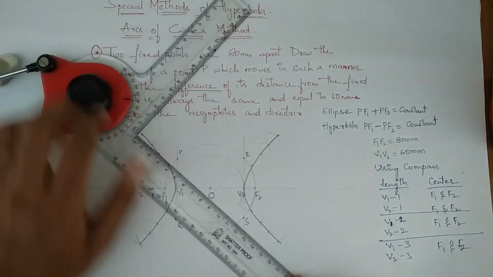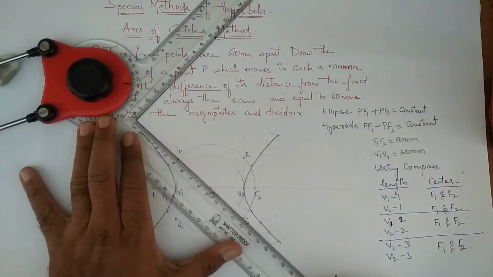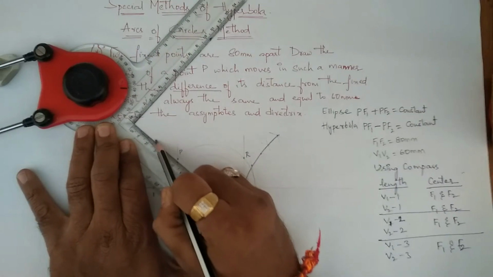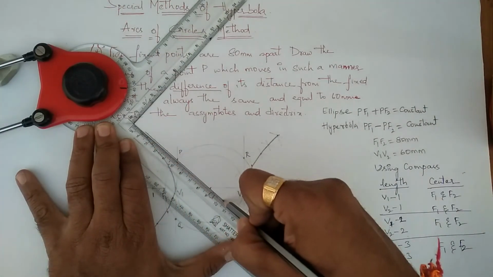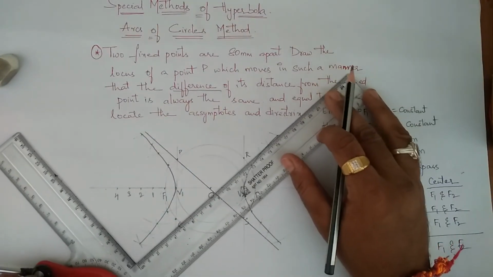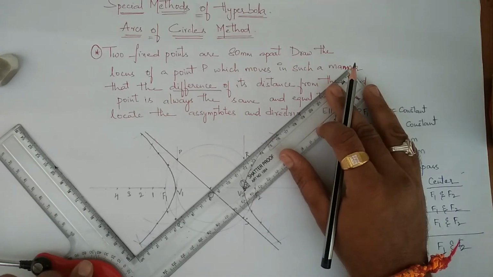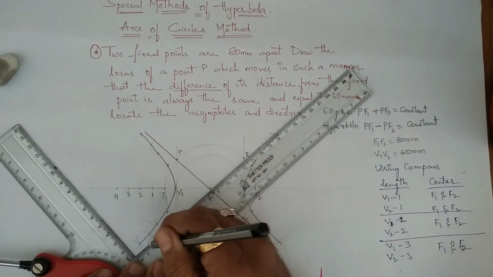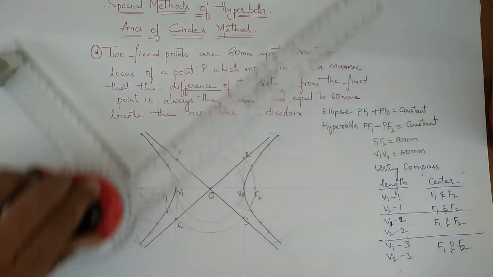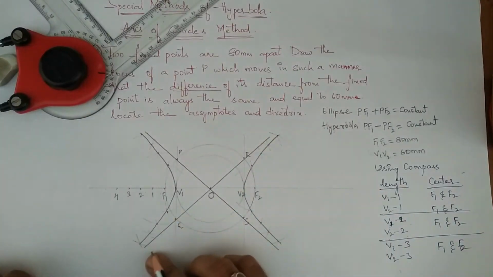Now join them in opposite points, such that you join P to S passing through O, and join Q R passing through O. So these are the two asymptotes.